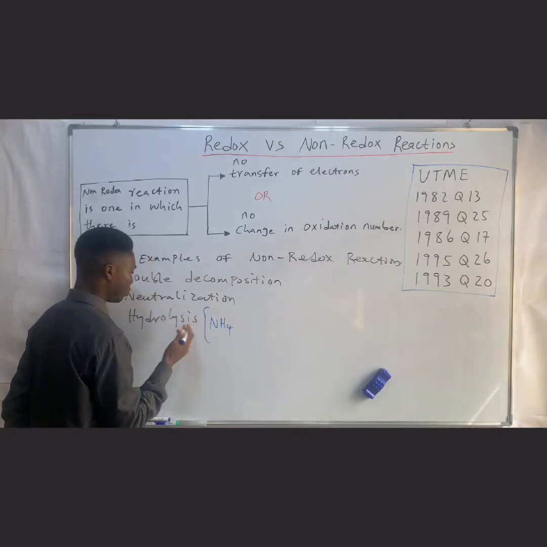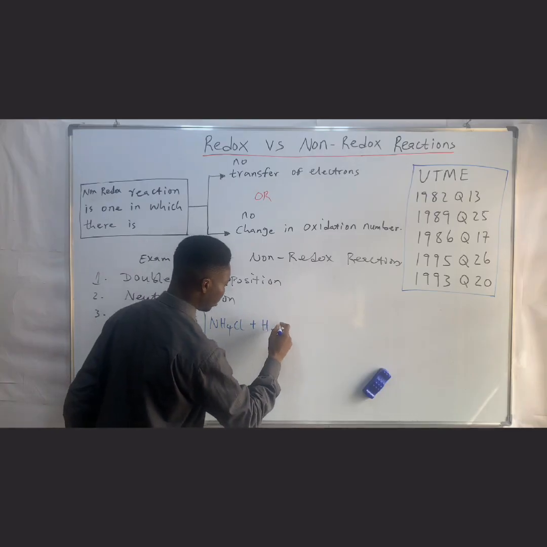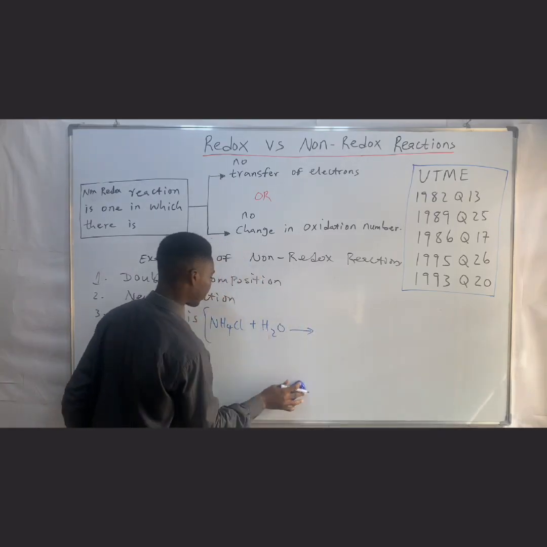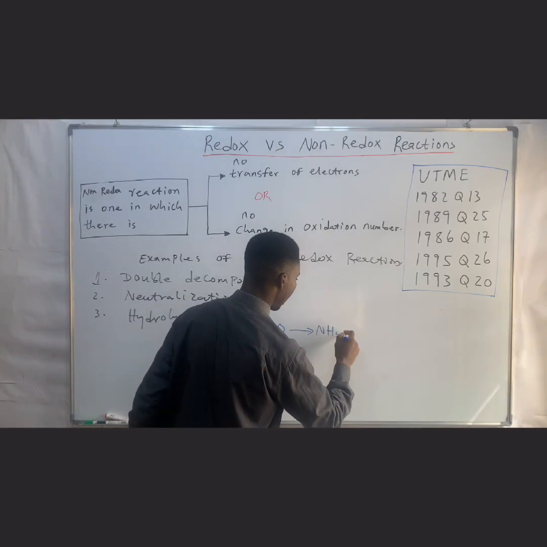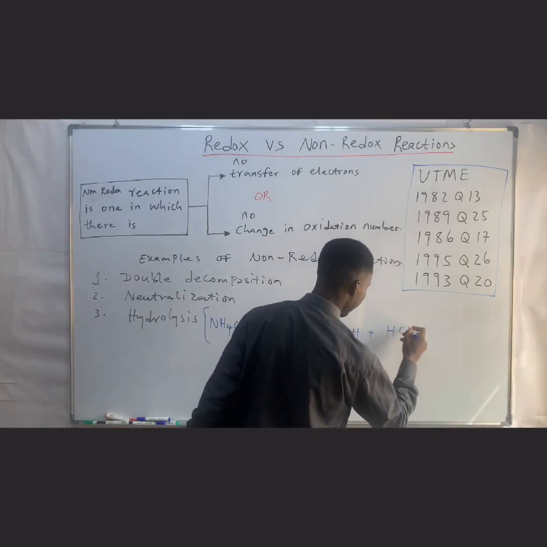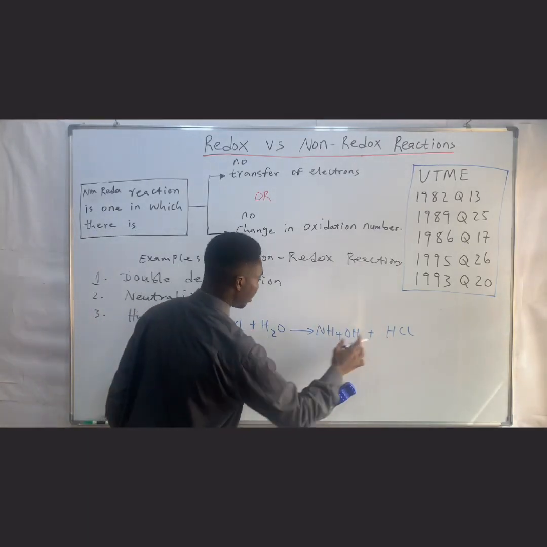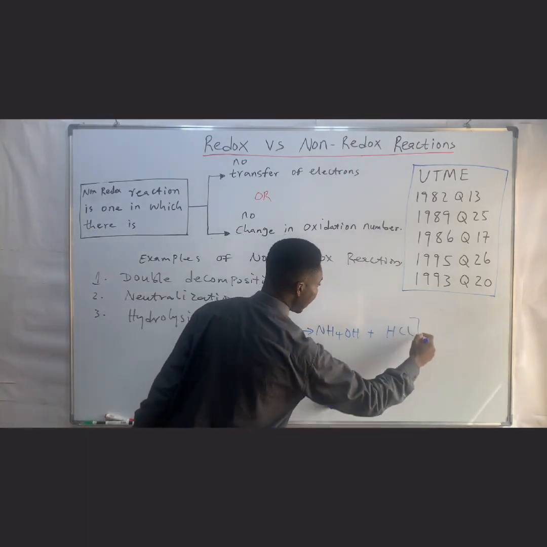Now, a good example of non-redox reaction is hydrolysis of compounds like ammonium chloride. That will give us ammonium hydroxide and HCl. If you take a look, there is no element in the free state.